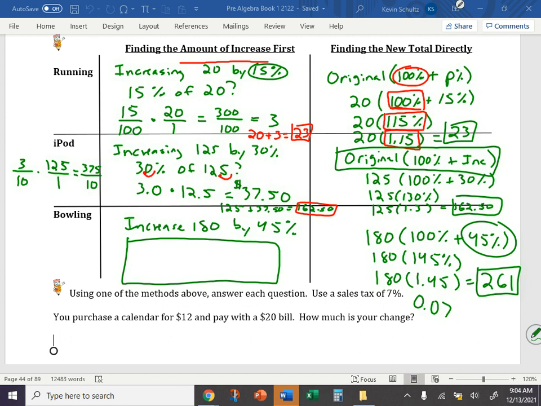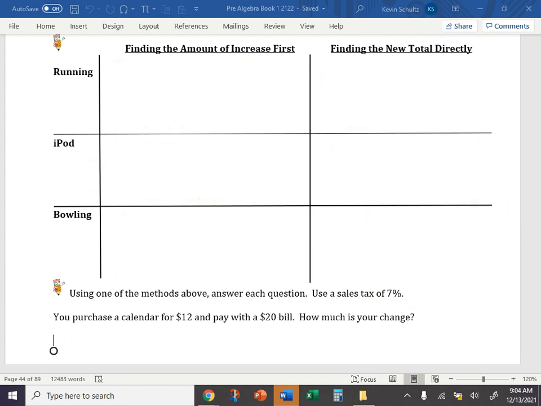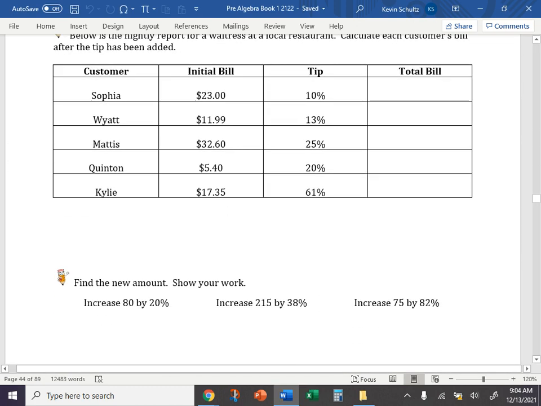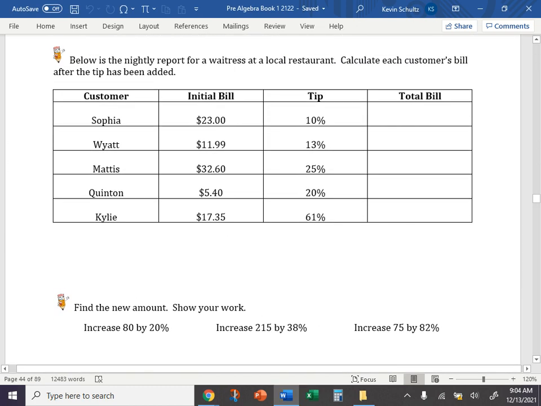Okay, now we're going to go to the backside where they're kind of pretty straightforward questions here. It says, below is a nightly report for a waitress at a local restaurant, or waiter, I suppose. Calculate each customer's bill after the tip has been added. So this initial bill represents the original amount, right? Then the tip is the increase. You're increasing the bill by a particular percentage.